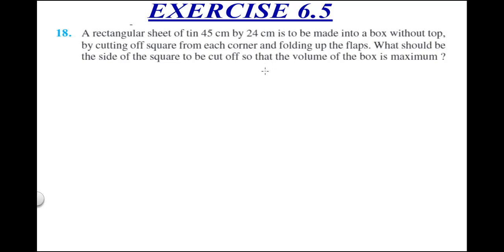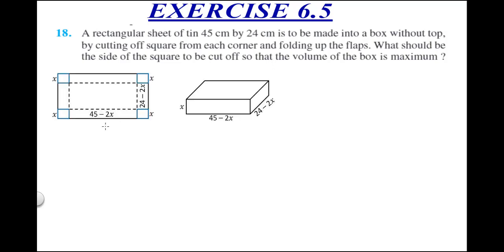Now let us have a look at the diagram. As you can see, we are considering the side of the square as x. From each corner of the sheet we have cut x centimeters. The length is 45, so if you cut x centimeters from both sides, you will be left with 45 minus 2x. Similarly, the breadth is 24, and cutting x centimeters from both sides gives 24 minus 2x. When you cut off the corners, you fold up the 4 flaps, so a box will be made like this and its height will be x.